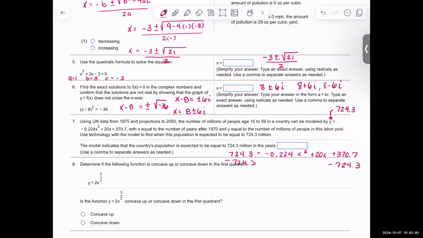So what I would do is graph in y1 the negative 0.224 x squared plus 20x plus 370.7, and in y2 I would graph the 724.3. And then I'm going to find out where they intersect, because where they intersect is going to be the solution of that equation. So that's what I'm going to do.